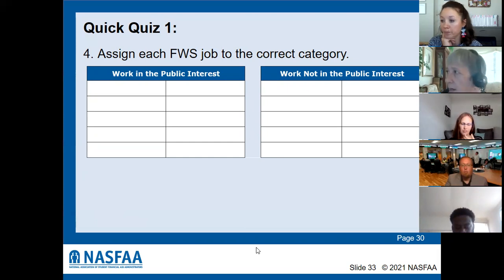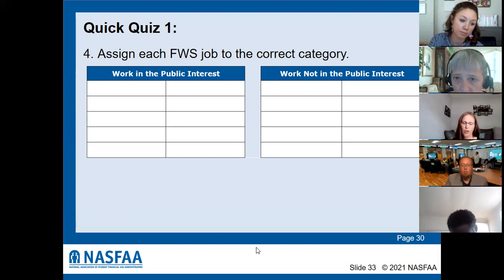No. Perfect. How about work involving a nonpartisan or work involving a partisan political activity? No. Great. Work providing general research assistance in the local public library. Yes. Great, guys. Thank you, Grace.